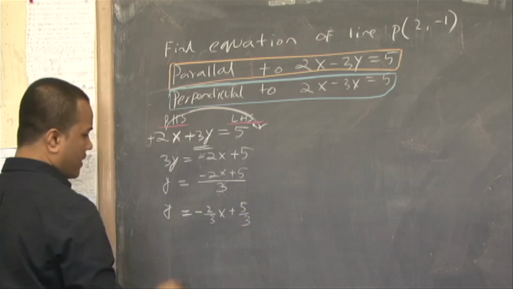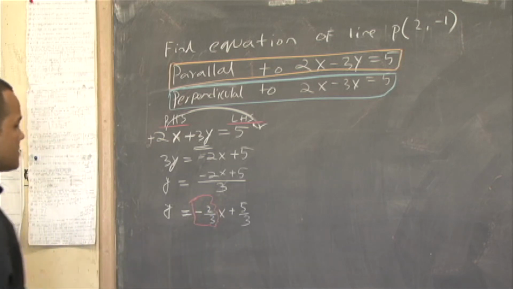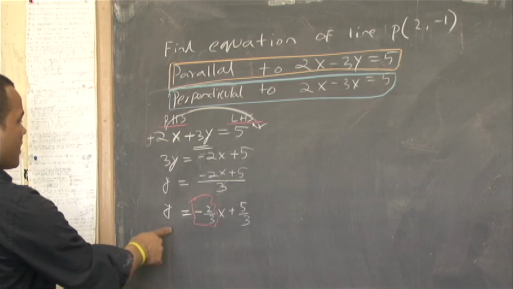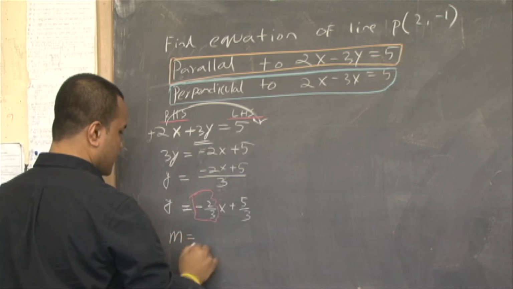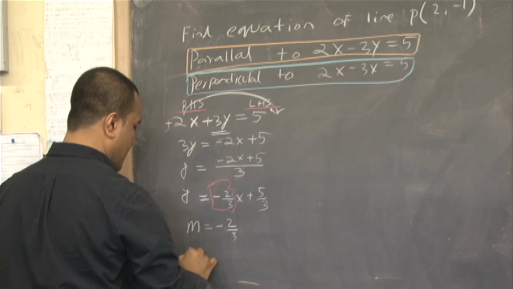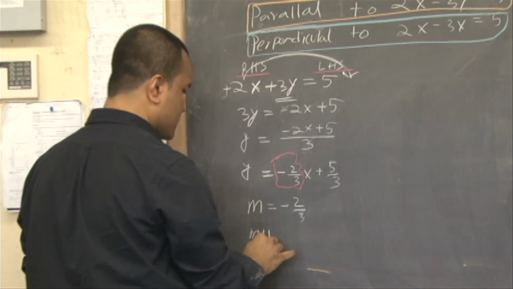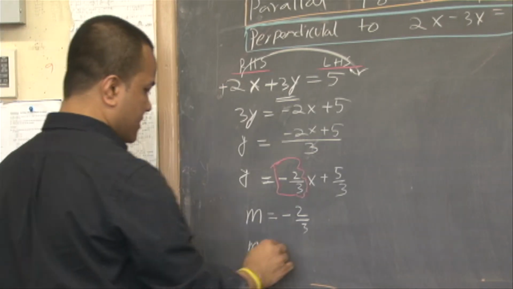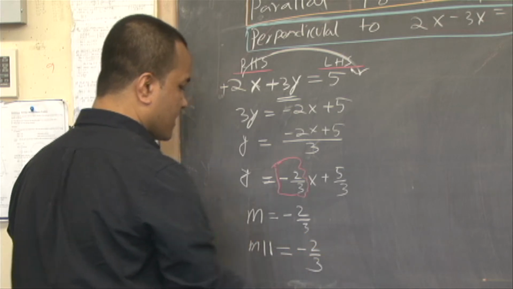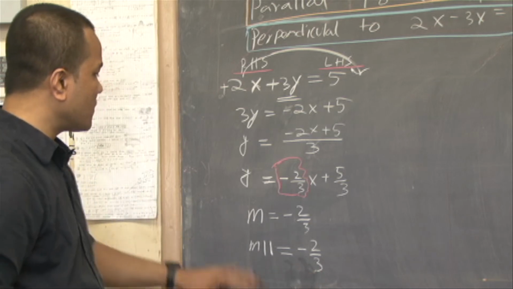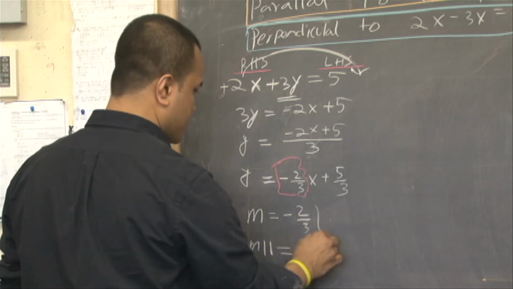Which part do we care about? We care only about this part because this is the slope. Now they are saying parallel. So now we can write m is minus 2 over 3, and m parallel the same. Parallel means two lines never touch each other. That's what parallel is, and this is very simple. You're going to keep it like this. Nothing changes. So the slope and the parallel slope are the same, as you see.